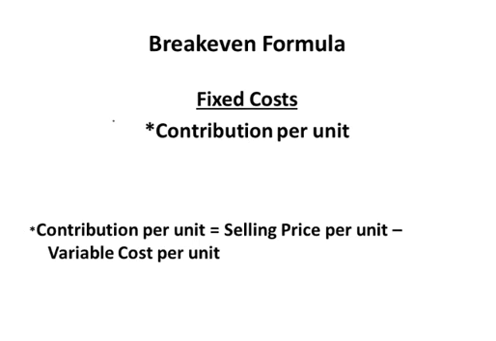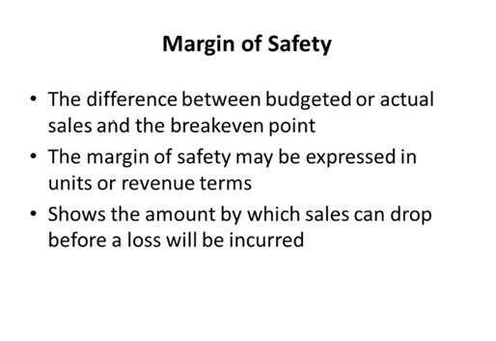Break-even formula: fixed cost upon contribution per unit. Contribution per unit is selling price per unit minus variable cost per unit. Margin of safety is the difference between the budgeted or actual sales and the break-even point. Margin of safety may be expressed in units or in revenue terms. It shows the amount by which the sales can drop before losses will be incurred. So you are better prepared to face the situation.